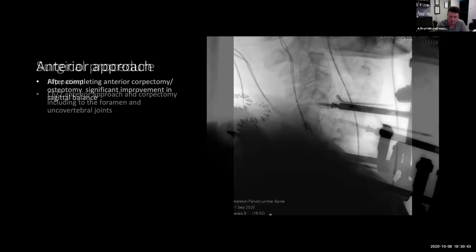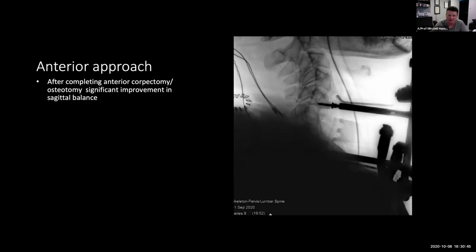The vertebrectomy at the front. And then, as you can see, after completing the anterior corpectomy and the osteotomy, I got a significant improvement in the sagittal balance. This was done just by winding up the patient on the Jackson table.